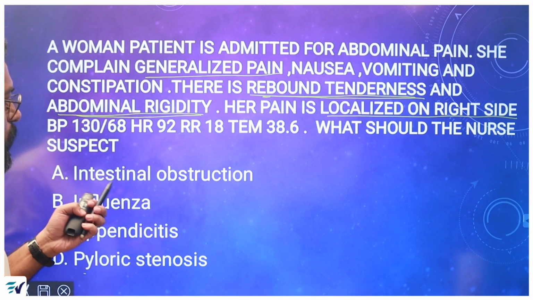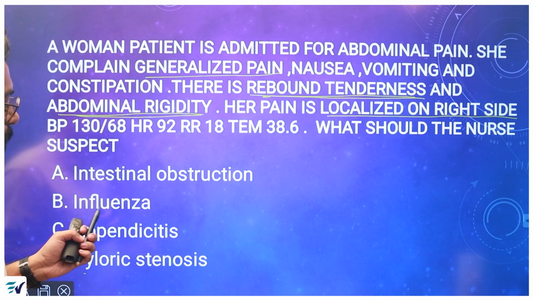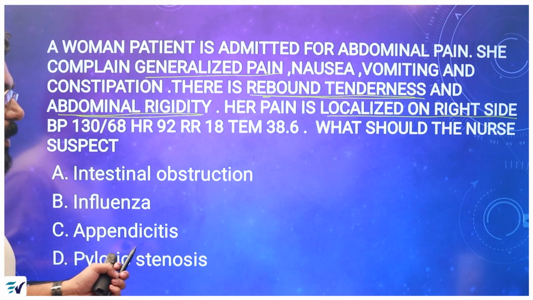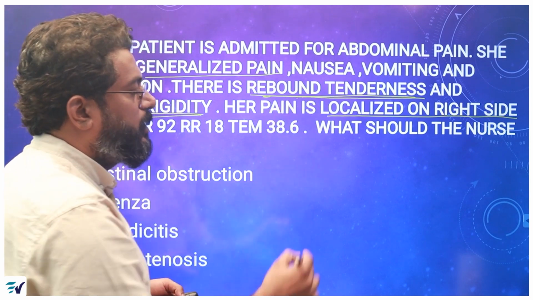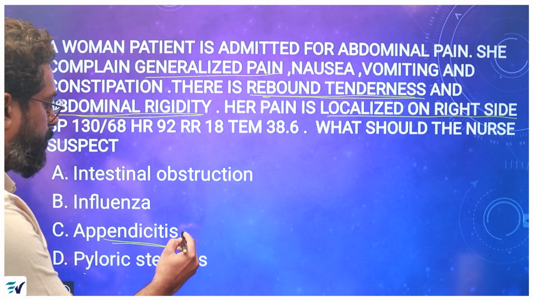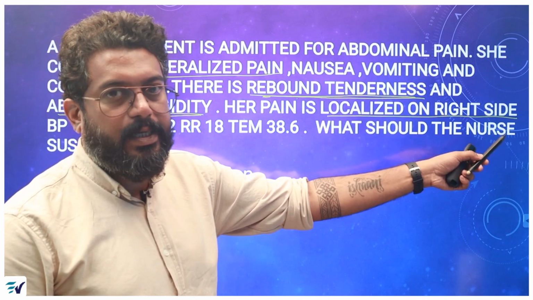So, here what should the nurse suspect? There are 4 options: intestinal obstruction, influenza, appendicitis and D, pyloric stenosis. So, as I said, rebound tenderness is seen in a condition called appendicitis. And second clue is that pain is localized on the right side.